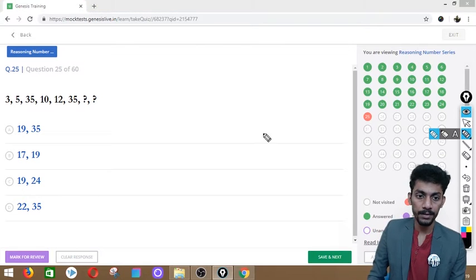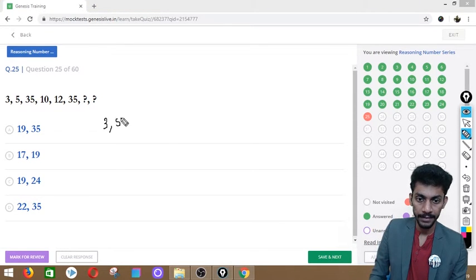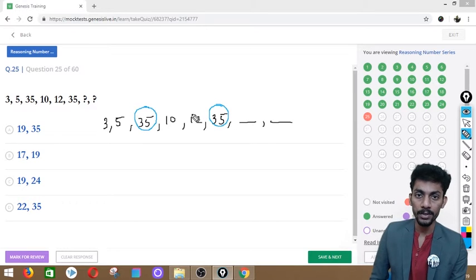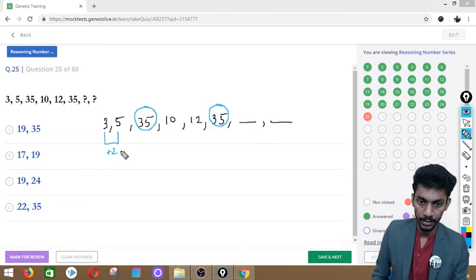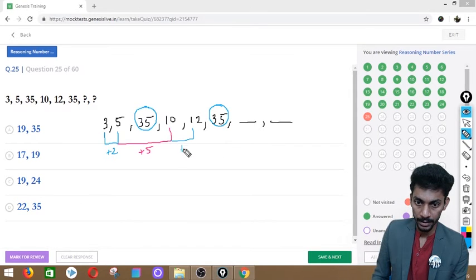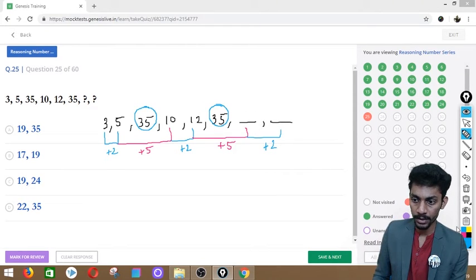Question number 25. The series is 3, 5, 35, 10, 12, 35. Find the next two numbers. If you see it carefully, the third term and the sixth term are given just to confuse us. So what is a simple method to solve this? From here to here, plus 2 is added. After that, from here to here, plus 5 is added. Even here, plus 2 is added. So next should be plus 5 added here, and at last it should be plus 2 added. So what is the answer?